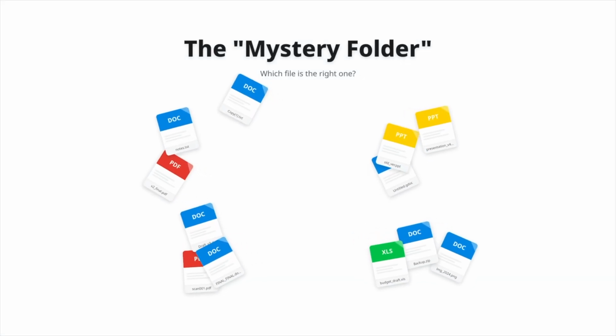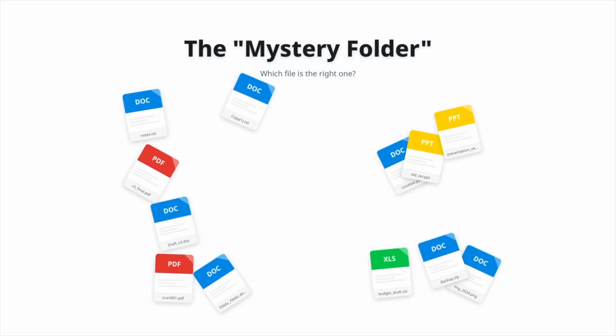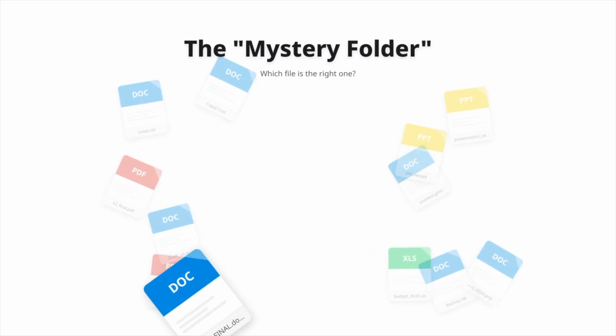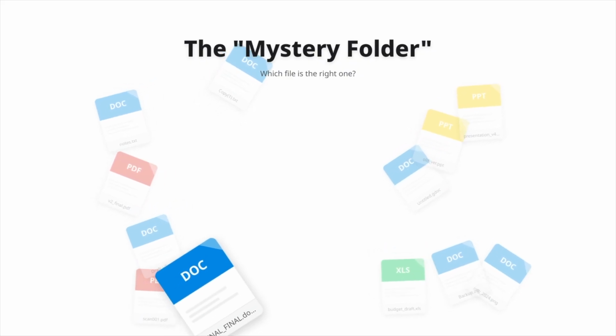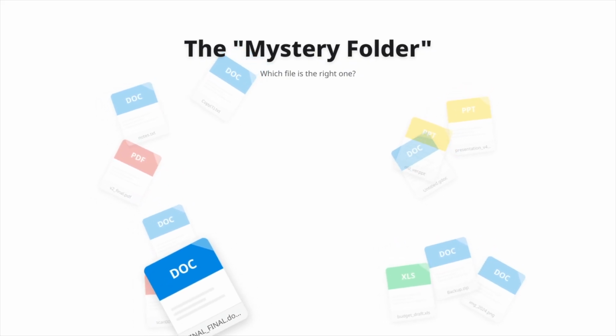I get a briefing on the work that's happened while I was asleep. And it solves the mystery folder problem. We've all had those folders. They are full of files with names like V2/final edit PDF. You have to open 10 of them just so you can find the right one that you need.